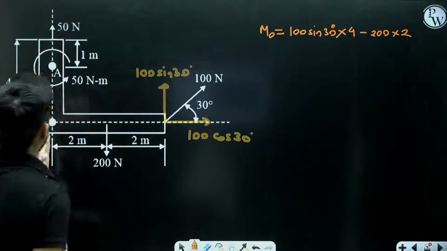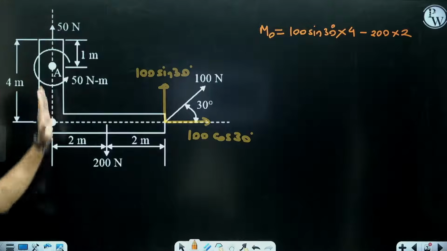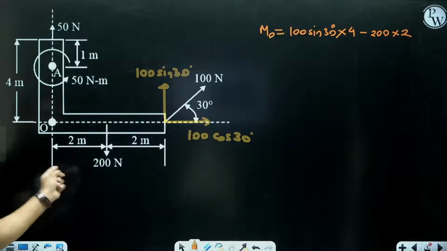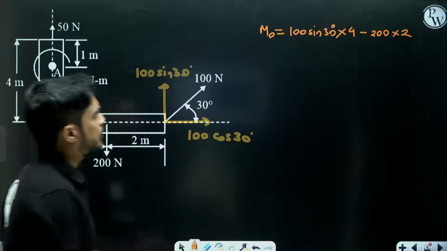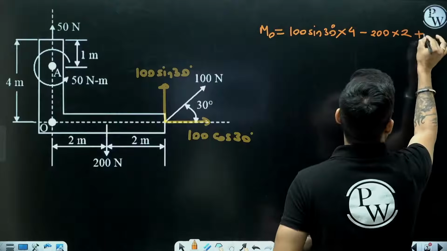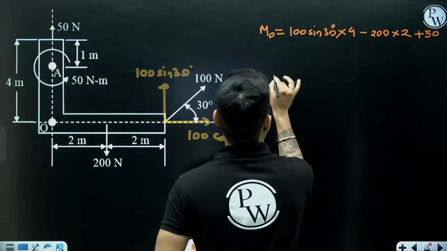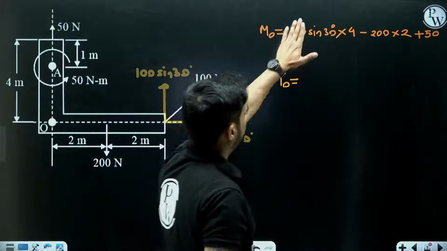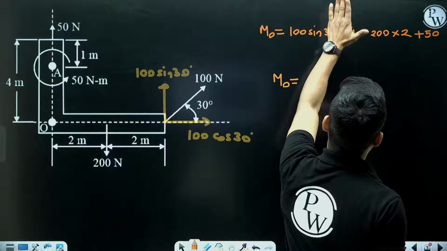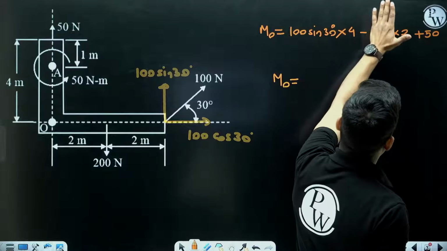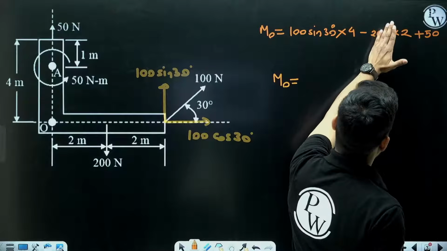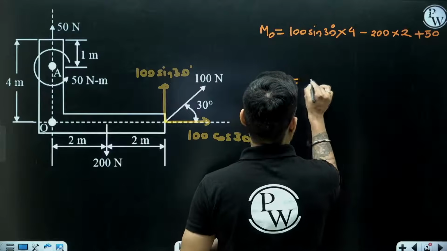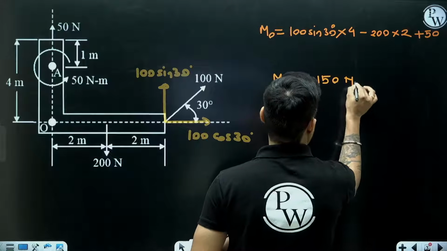This 50 Newton is also passing through O, so it will also not create any moment, and this 50 Newton meter is an anti-clockwise moment, so it will be plus 50. So what is the net moment at point O? So 100 sin 30 means 50. 50 into 4 is 200. 200 minus 400 is minus 200, and minus 200 plus 50 is minus 150 Newton meter.